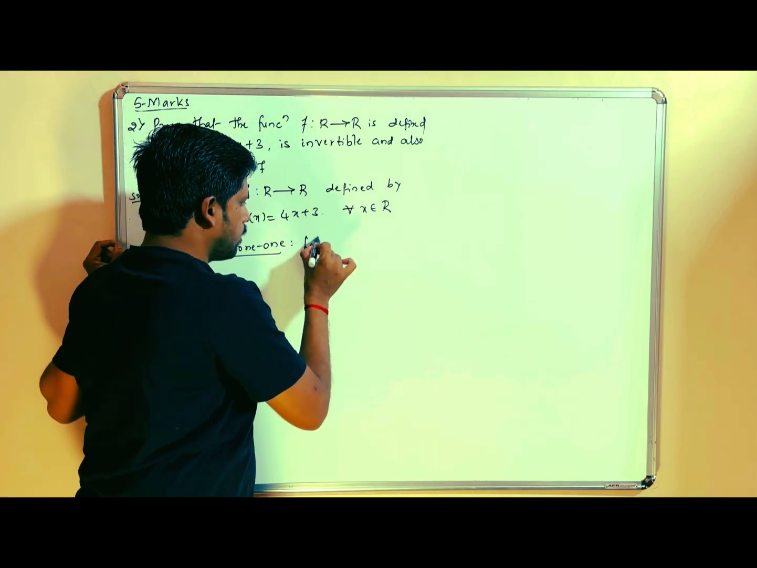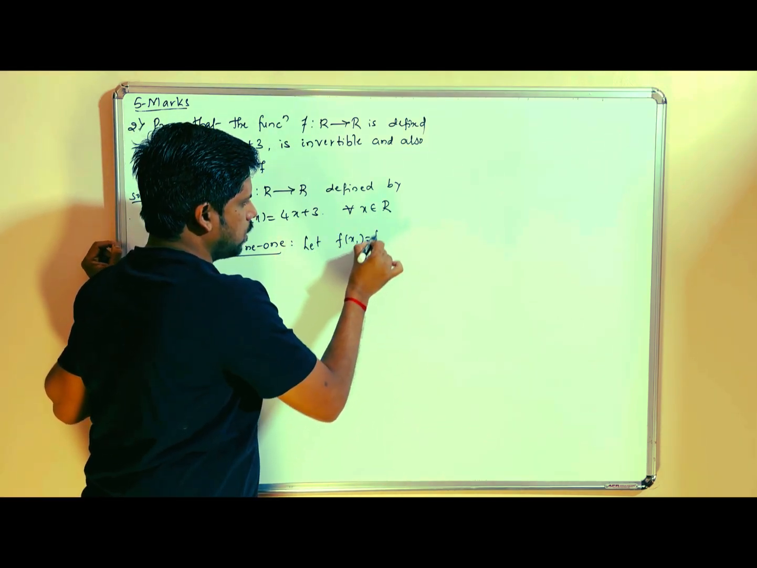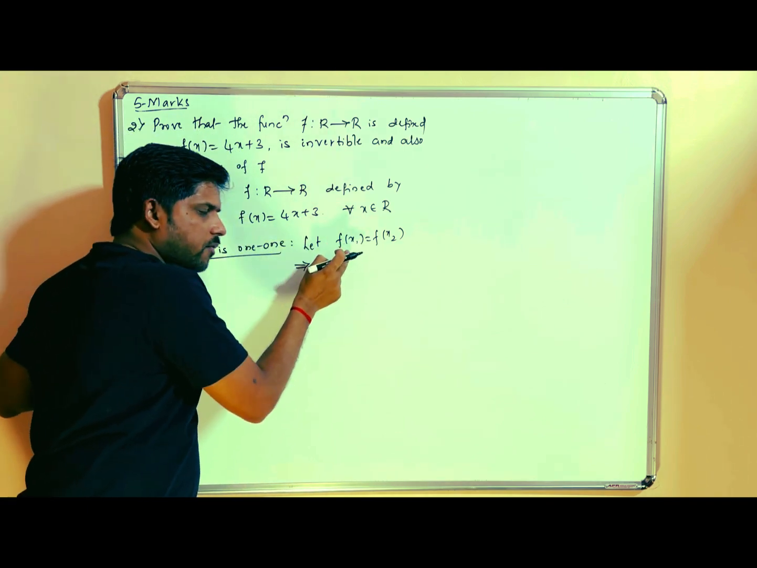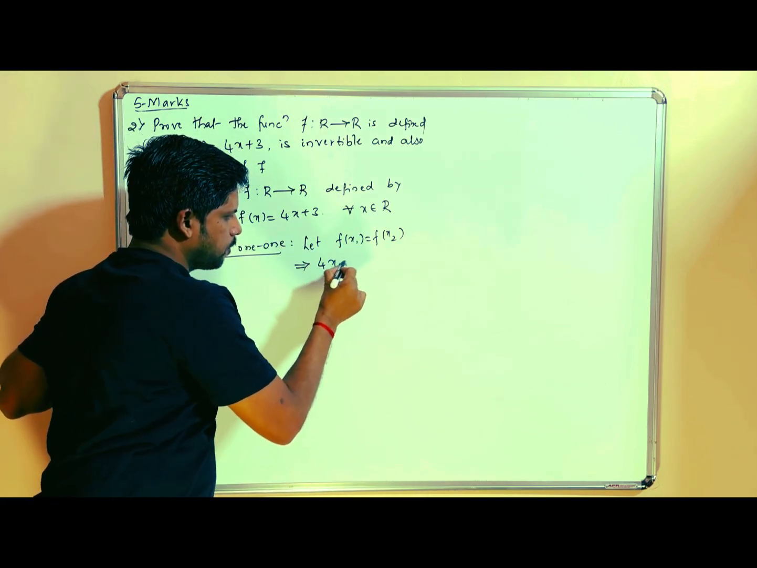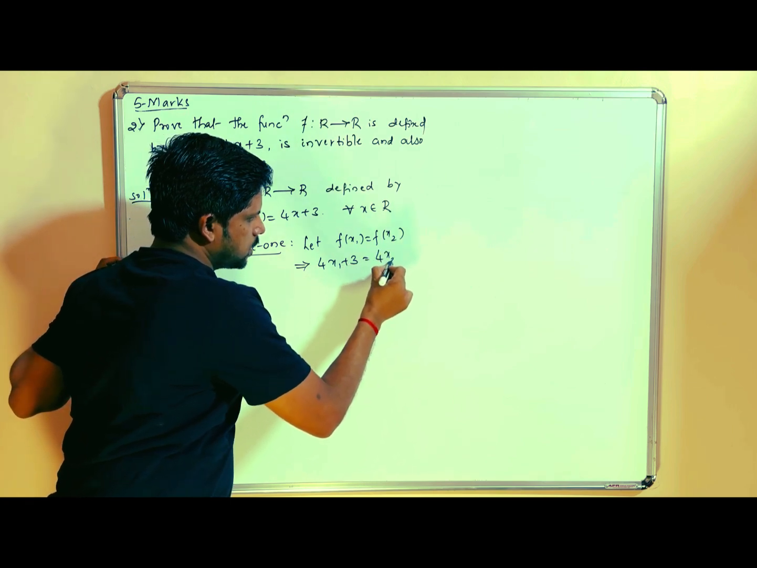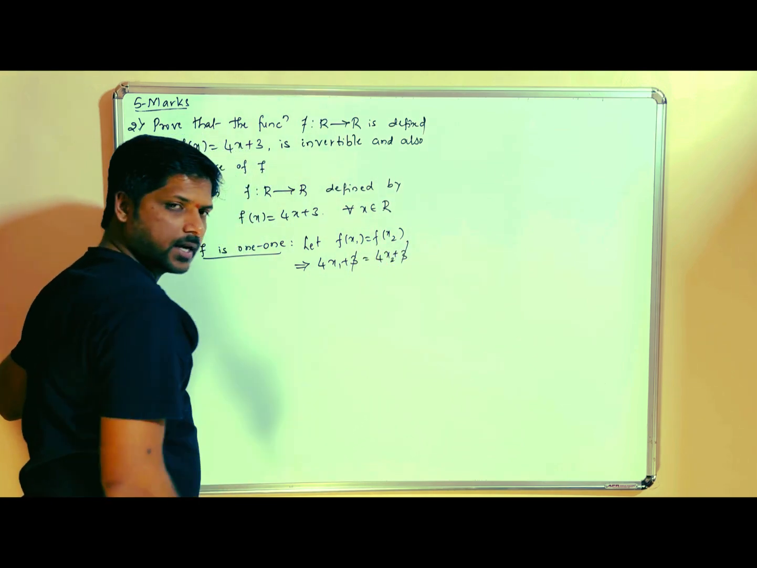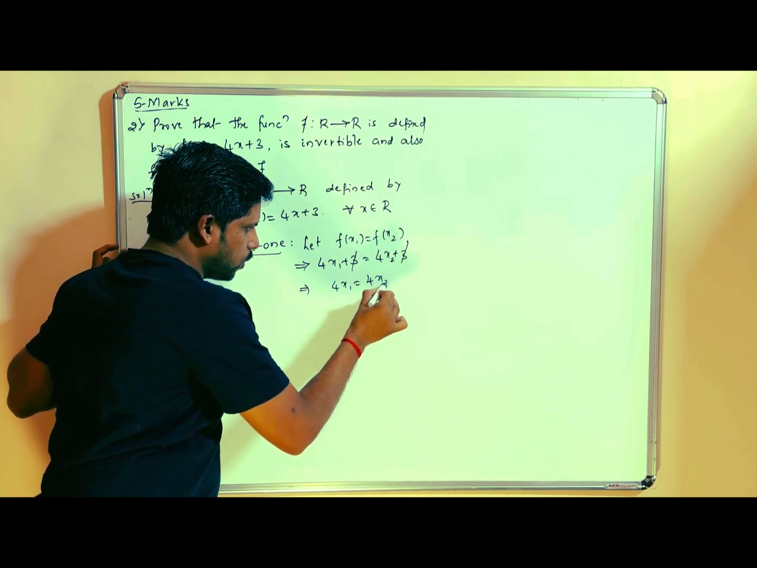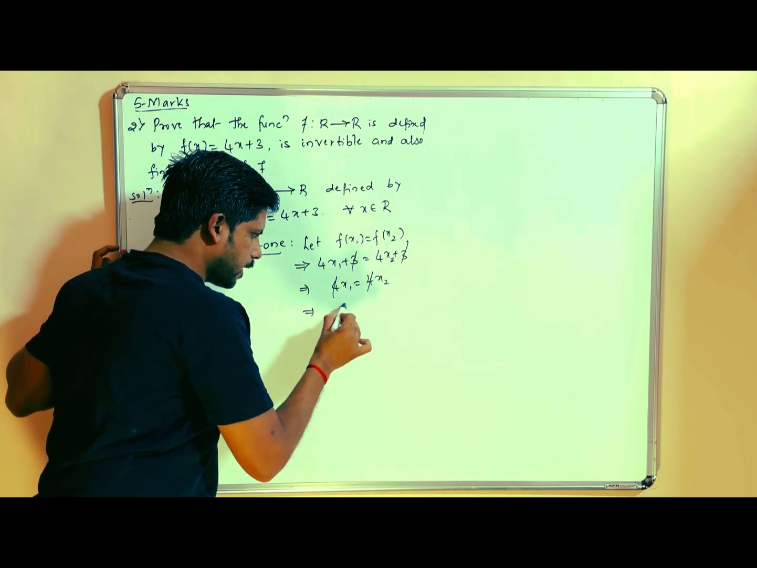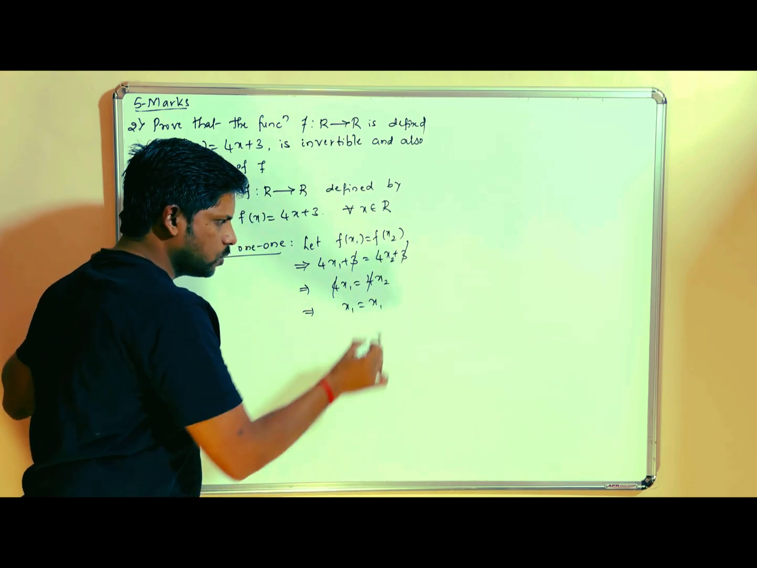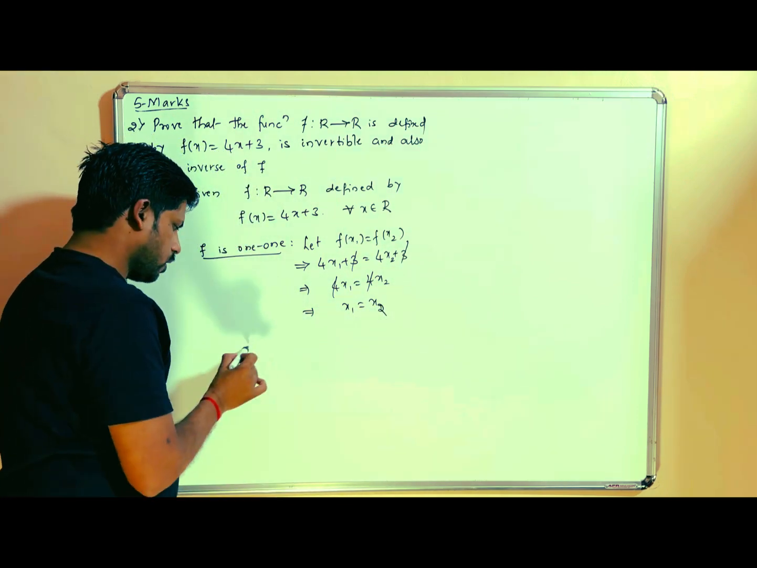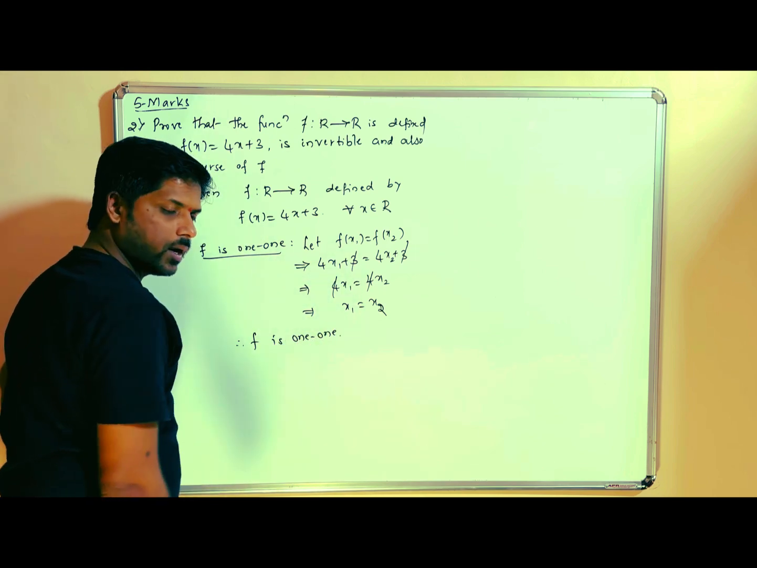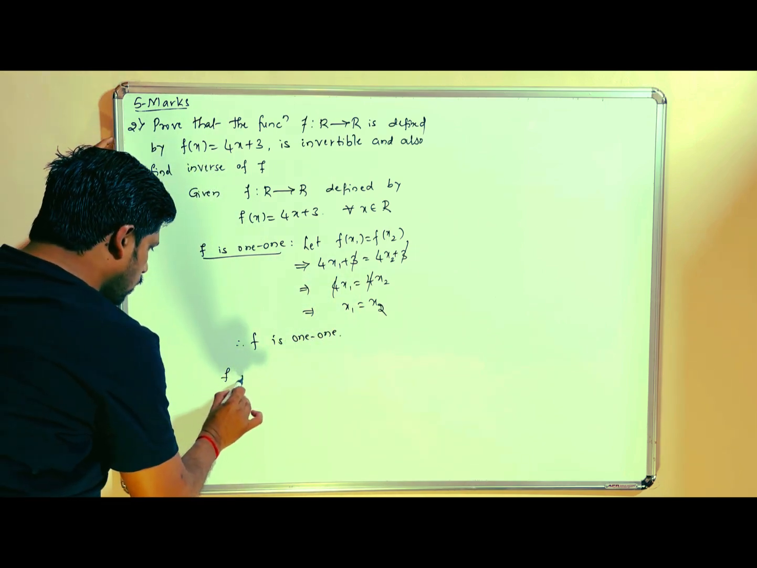Let f of x1 is equal to f of x2. What is f of x? 4x plus 3. Then what is f of x1? 4x1 plus 3. This is 4x2 plus 3. So plus 3 gets cancelled. So 4x1 is equal to 4x2. 4 gets cancelled. We get x1 is equal to x2. Therefore, we say that f is one-one.